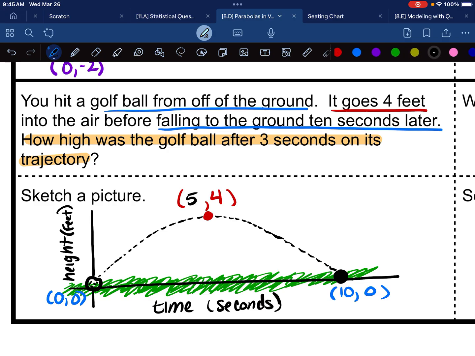So that means that when I'm talking about a trajectory 3 seconds later, it has to be somewhere over here, okay, where x is 3, and we're looking for that y value. I'm also going to add a little note to myself.